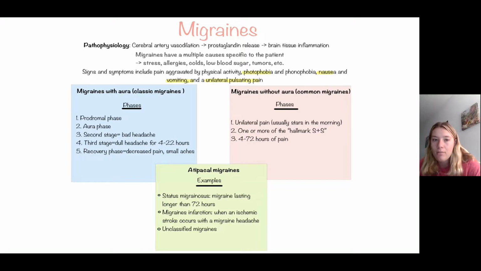So I included basically the 3 different types of migraines. A patient can have a classic migraine, which includes an aura. There's also migraine without an aura. These are our common migraines. So just reviewing what differentiates both. And then at the bottom, I included our atypical migraines, which really we can't classify. So there's 3 different types there.